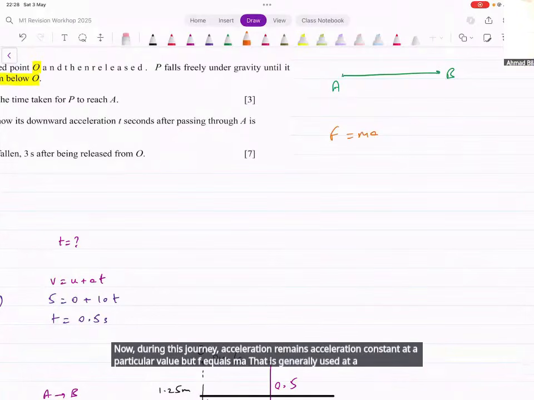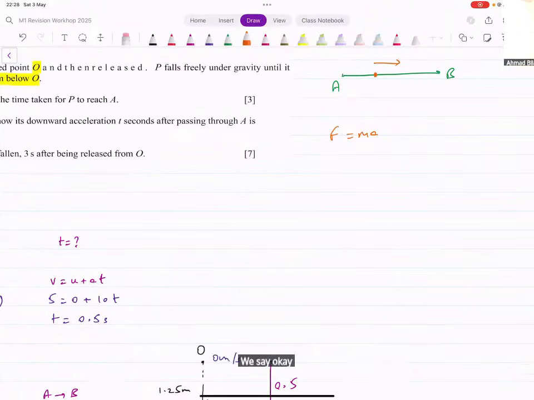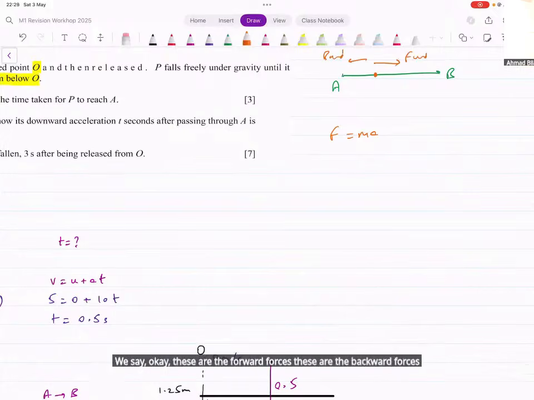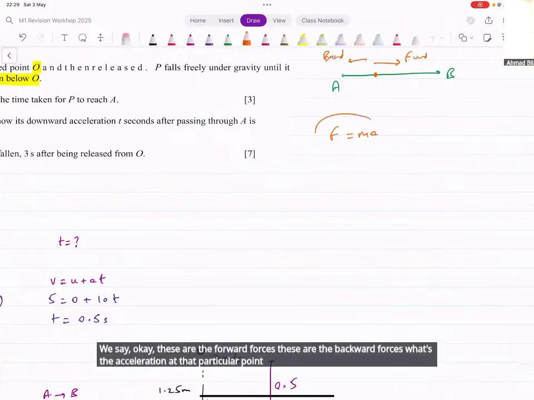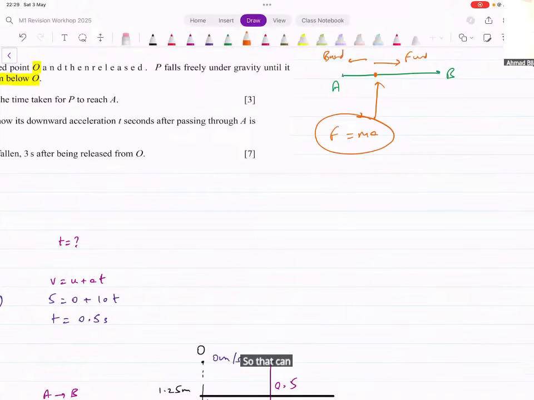So let's say the particle is at this point. At this point, we say, okay, these are the forward forces, these are the backward forces. What's the acceleration at that particular point? So this only gives us acceleration at a particular point. So that can be used whether it's constant acceleration or variable acceleration.